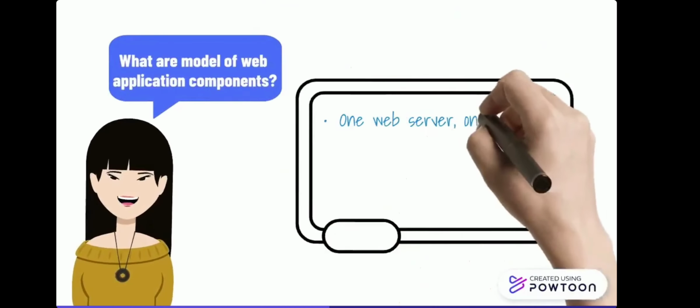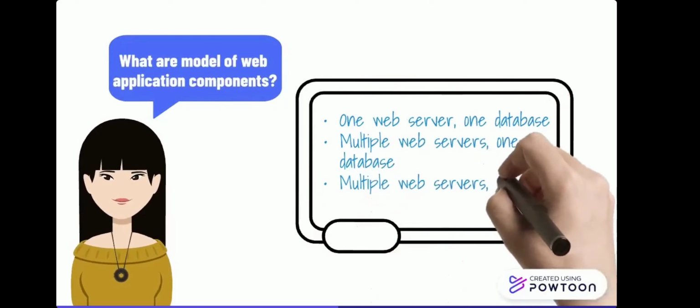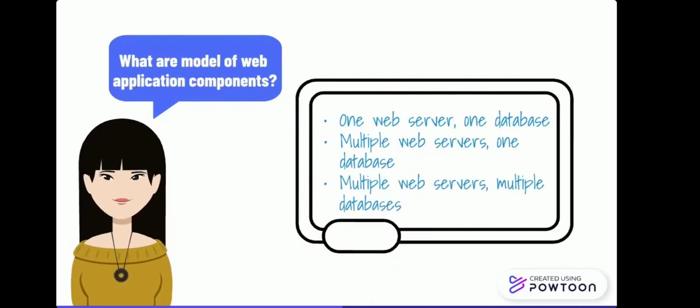There are three models of web application, which are one web server and one database, multiple web servers and one database, and multiple web servers and multiple databases. There are some advantages and disadvantages to these models. For the one web server and one database model, whenever a server fails, it will go down immediately and it is not reliable. For the multiple web servers and one database model, it can avoid failure because it has two web servers, so even if one of the web servers fails, the other one will be responsible. However, if the database crashes, the web application will follow.